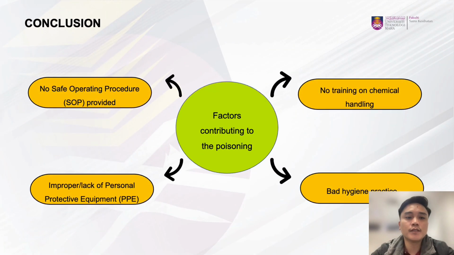In conclusion, the factors contributing to the poisoning case are that no safe operating procedure was provided by the management. There is no training on chemical handling for the workers. There is improper or lack of personal protective equipment provided to the workers, and the workers are practicing bad hygiene during daily work. That's all for this presentation.